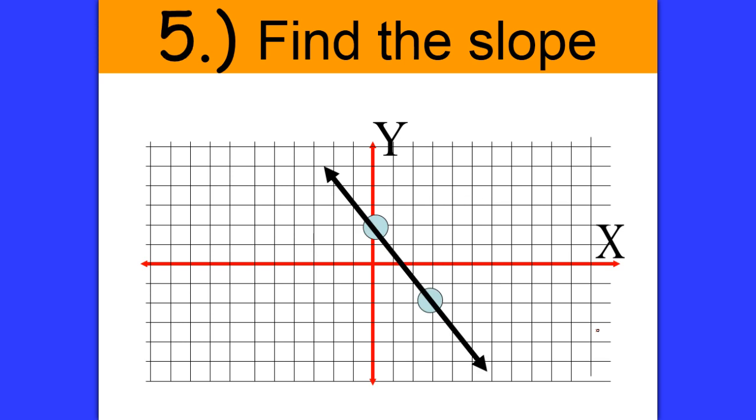Here's number 5. And here we go. Let's try it. I'm going to start on that point right there. I'm going to go down. And I went down 4. And then had to turn. And then I went +3 because I'm going a positive direction. So the slope of this line is -4/3. So that's how this works.